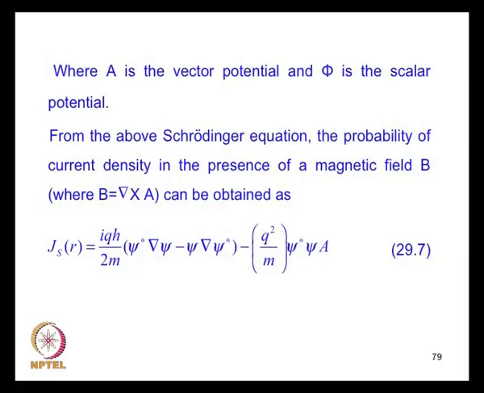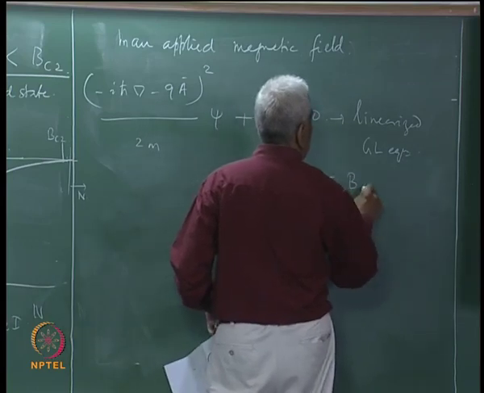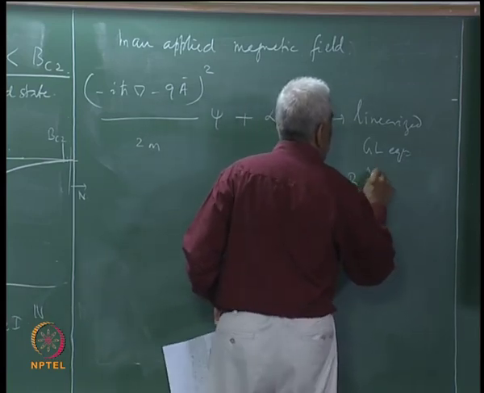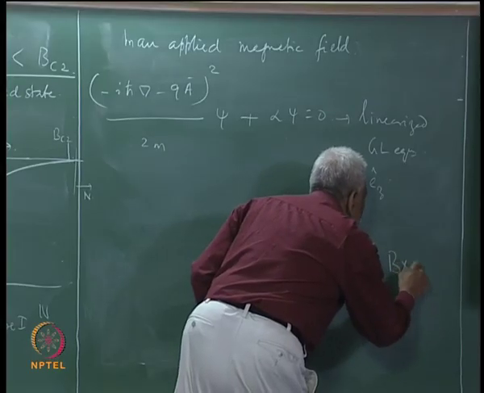So, if we do this, here A is the vector potential. Now, if B is taken as B equals B Z along the z axis, it is a constant uniform field directed along the z direction, then we can choose A, because del cross A is B. You have various possibilities. One possible choice is 0, Bx, 0.